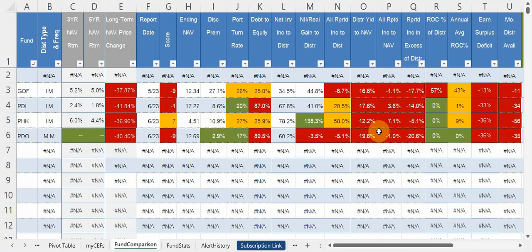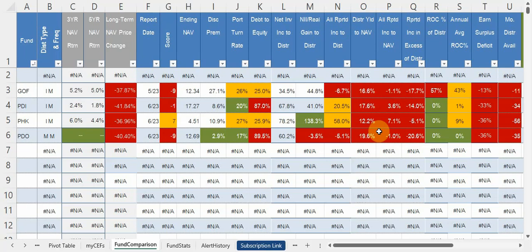So continuing on, next we have the fund's report date. You can see GOF reported in May of 23. The 3 PIMCO funds recently reported in June of 2023. So there's not much time difference between all of these funds. So as far as time frames are concerned, we're pretty much comparing apples to apples.